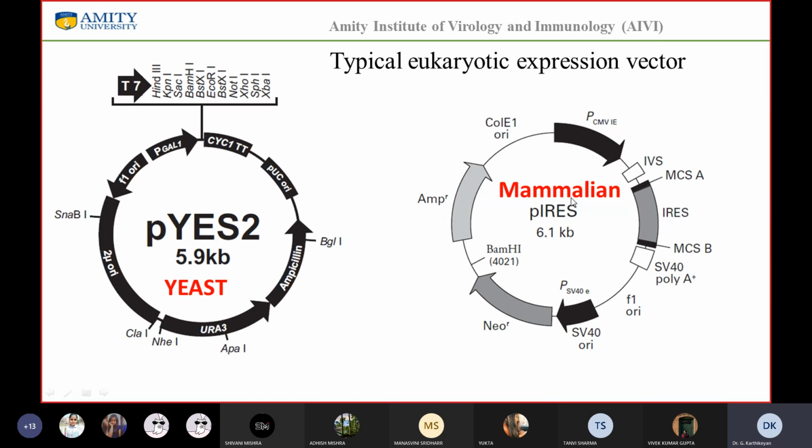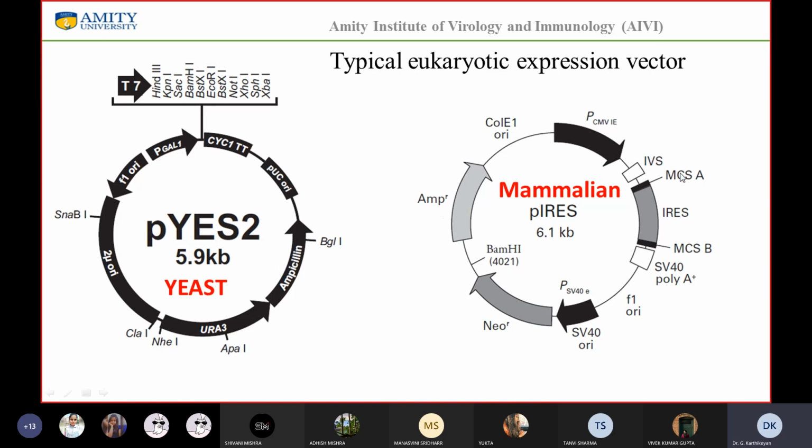coli, and then we introduce this plasmid into the mammalian cell. So you can actually see this has a CMV promoter, which is called cytomegalovirus. I'm sure all of you must be aware of it. And then it has a small intervening sequence, which is like, remember all your eukaryotic genes have introns, exons, and all that. So it somewhat mimics that structure.